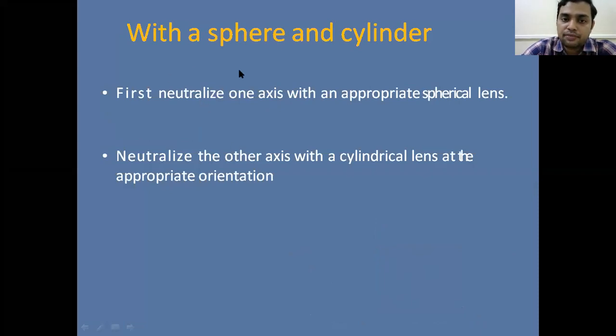With the sphere and cylinder, first neutralize one axis with the appropriate spherical lens, then neutralize the other axis with the cylindrical lens at the appropriate orientation.